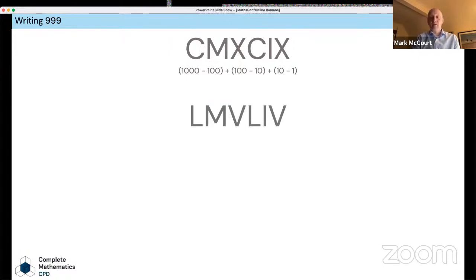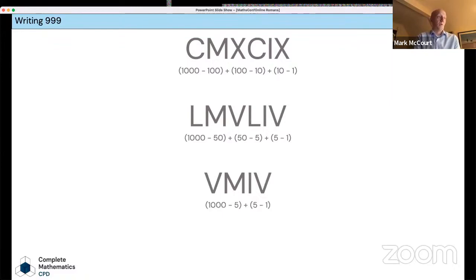LMVLIV? That's 1000 minus 50, then 50 minus 5, and then 5 minus 1. It's going to give us the right solutions. And now we're getting into the pupils working with lots of combinations of arithmetic, practicing bonds, and so on. What about VMIV? So 1000 minus 5 and 5 minus 1. Again, going to give us the solution.